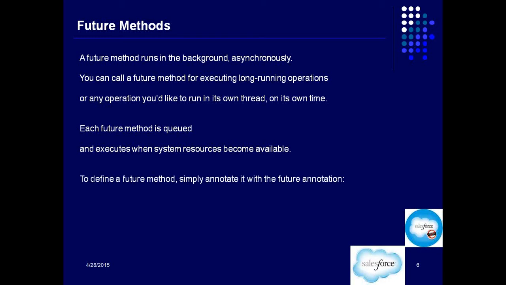To define a future method, we have created a method, fine. Now how do you create a future method? Just by putting a one word prefix before you define the method. That's it. All that you have to do is just use one word. To define a future method, simply annotate it with the future annotation. So this is how your future method should be written. That's it. Nothing else needs to be written.